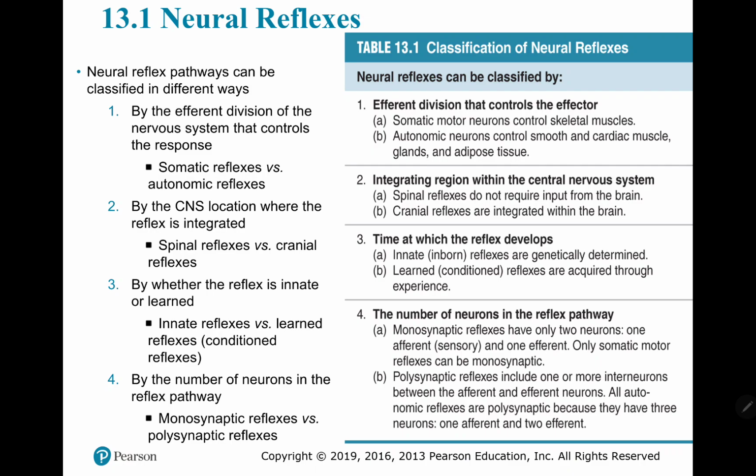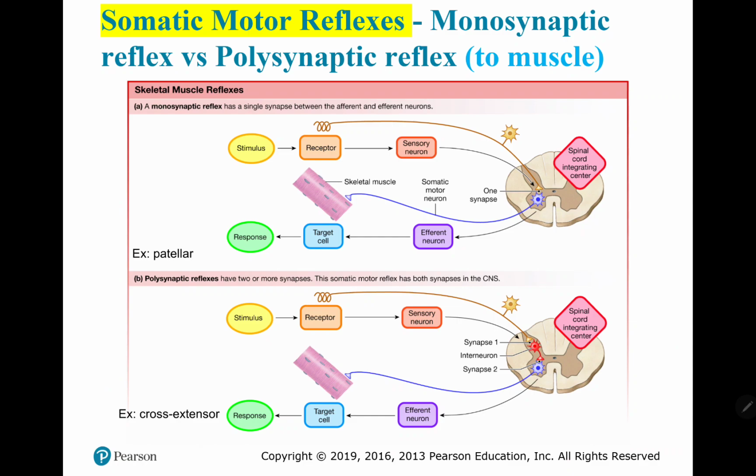We can also classify a neural reflex based on if that reflex is innate or learned, right? Are you born with it or did you learn it through conditioning? We can also classify a neural reflex based on the number of neurons in that reflex pathway. Is it a monosynaptic reflex or a polysynaptic reflex? A monosynaptic reflex is where we only have one synapse, right? If you have one synapse, you have 2 neurons, okay? And so this is an example of a monosynaptic reflex, such as the patellar reflex, right? This is also a somatic reflex because it's going to muscle tissue.